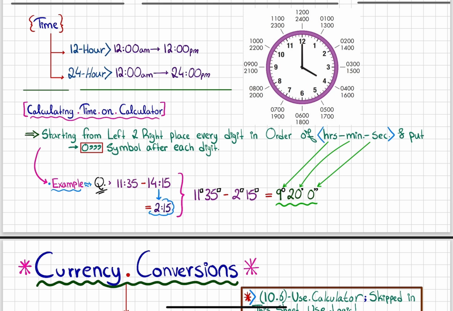Example, 1135 minus 1415. First, convert 1415 from the 24-hour format to 12-hour format. 1415 is 215. So 1135 minus 215. From here, place every digit in the calculator and put that sign that is in the red box after every digit. After that, perform your calculation and you're going to get the answer starting from left to right in order of hours, minutes, and seconds.